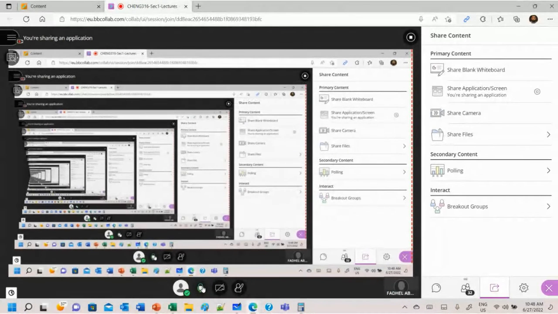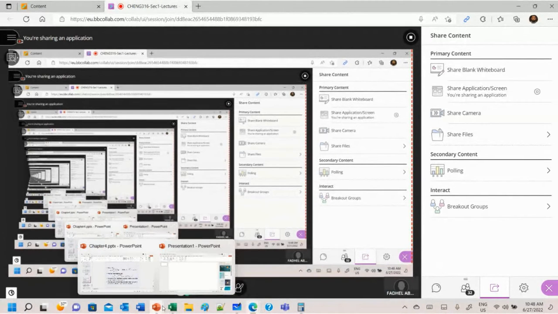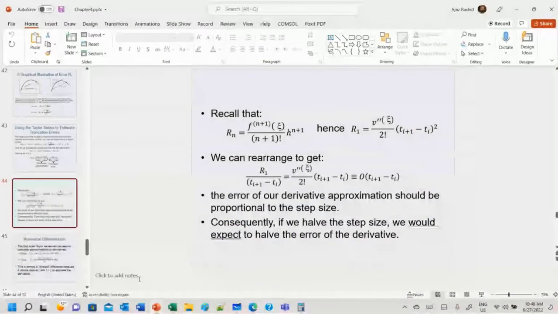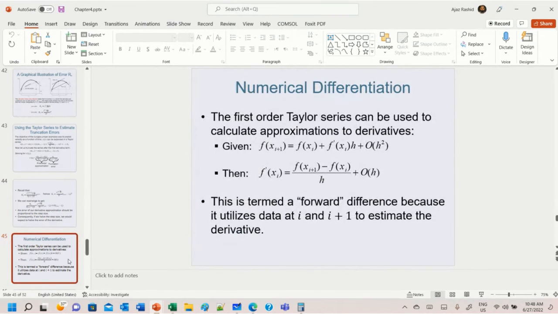Okay, so our break time is over. We come back to our lecture. So we have determined that the approximation that we get using the truncation error using the Taylor series comes out to be of the order of h.